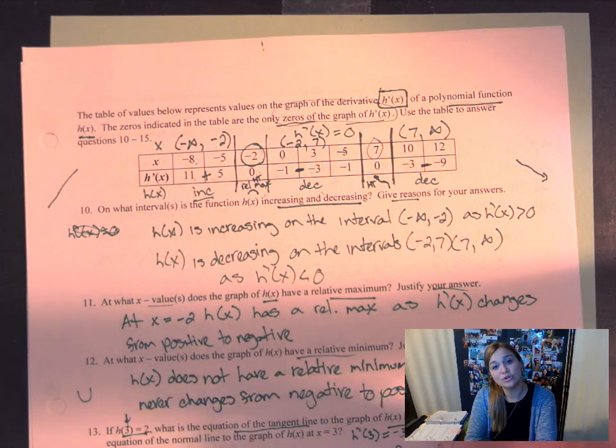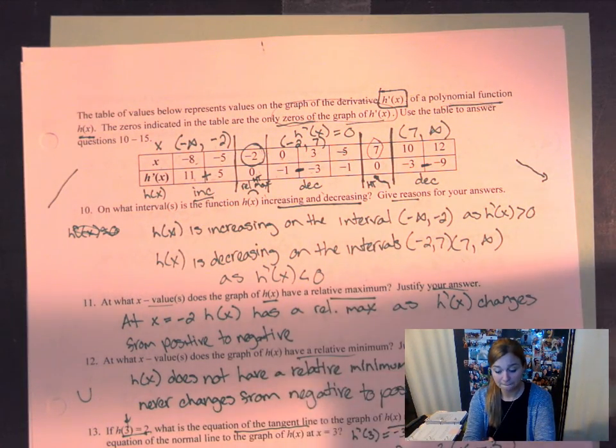Be really careful about wording. Don't say decreasing when you mean negative. Don't say it or the function when you mean h of x or h prime. Be very specific with your wording.